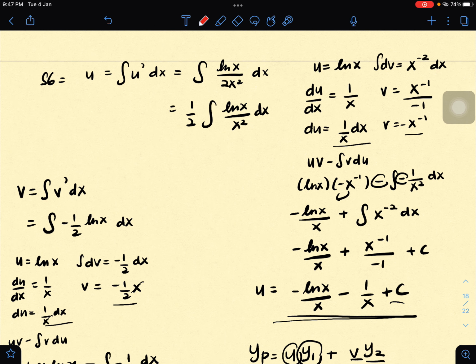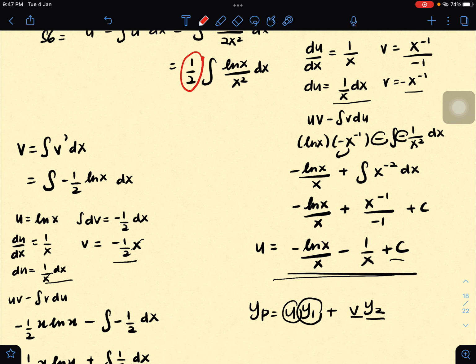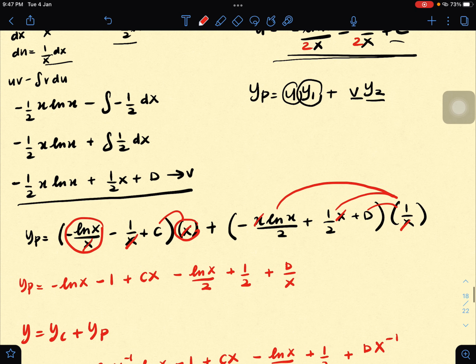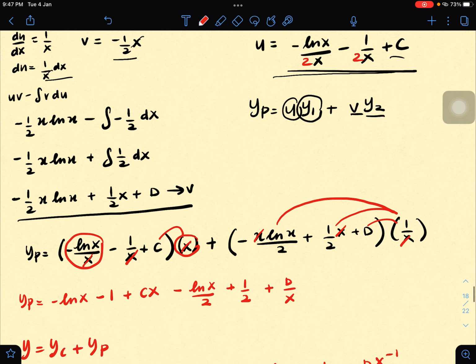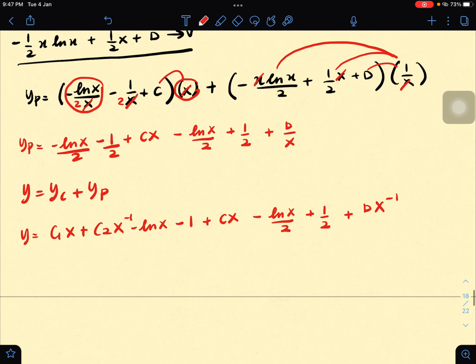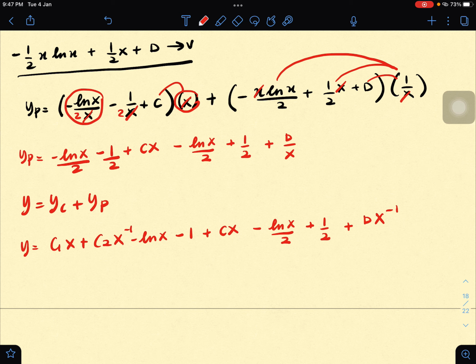Oh, yang tadi saya terlupa. Saya bawa keluar 1 over 2 kan. So, jawapan last kali dia kena darab dengan 1 over 2. So, kat sini ada 2. Kat sini pun ada 2. Kat sini ada constant lah. So, u kita adalah negative ln x over 2x. Okay, kat sini ada 2. So, kat sini ada 2. Kat sini ada 2. Kat sini ada 2. Okay, sebab tadi saya keluarkan 1 over 2 tu saya lupa nak darab. Okay, so kat sini adalah negative ln x over 2 minus 1 over 2.